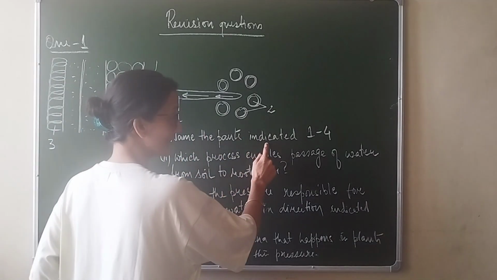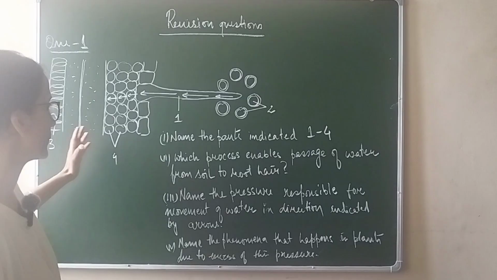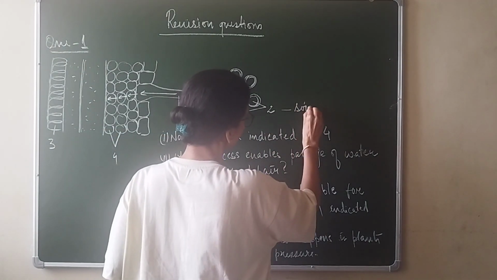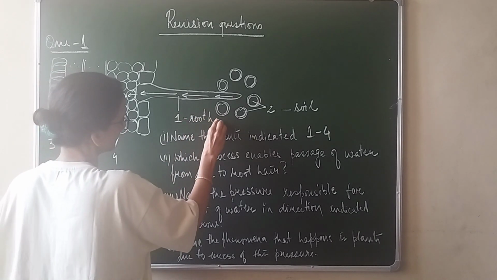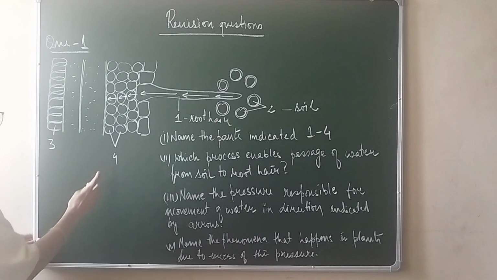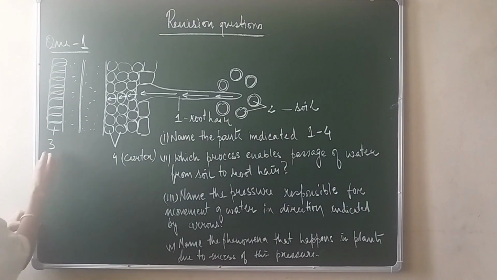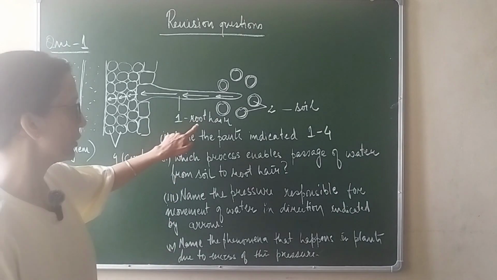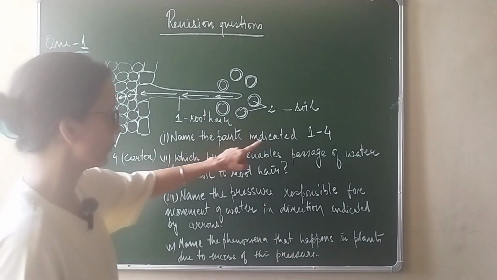Name the plant parts indicated 1 to 4. So, they have asked you to label 1, 2, 3 and 4. 2 definitely is soil particles. 1 is root hair. 4, this is cortex, and third is xylem. So the parts are root hair, soil, xylem and cortex. These are the 4 parts.